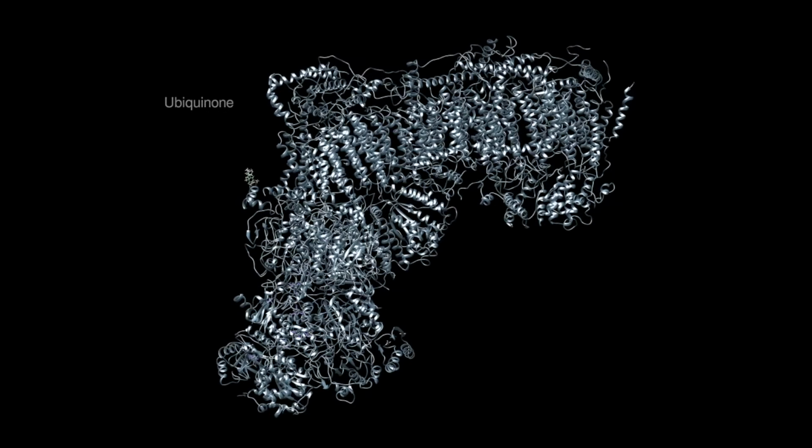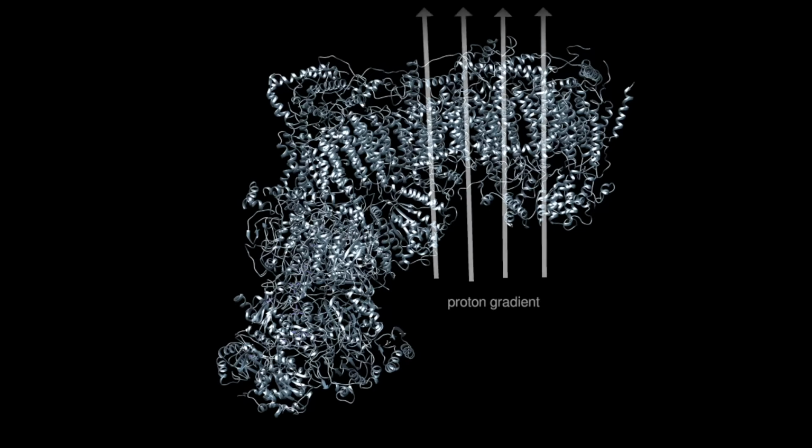The ubiquinone present in the membrane gets reduced at the catalytic site and is released into the membrane to continue towards complex 3, creating the proton gradient. Complex 2 does not pump protons directly. Instead, it sends 2 protons to complex 3 in the form of the reduced ubiquinol molecule.